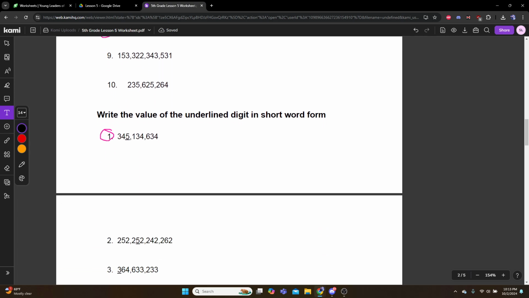Write the value of the underlined digit in short word form. Okay, if we want to write the value of the underlined digit in short word form, right now we're looking at only the 5, since the 5 is underlined. And we know that this is in the millions place because ones, tens, hundreds, thousands, 10,000s, 100,000s, and then 1 million. So this would be 5 million. If we write that in short word form, it would be 5 million.